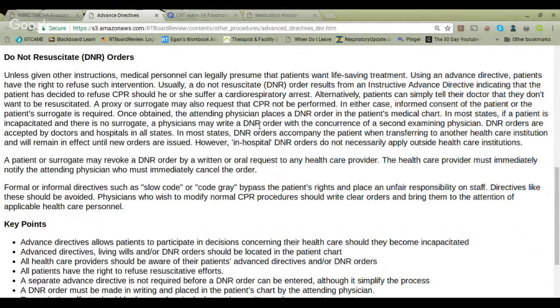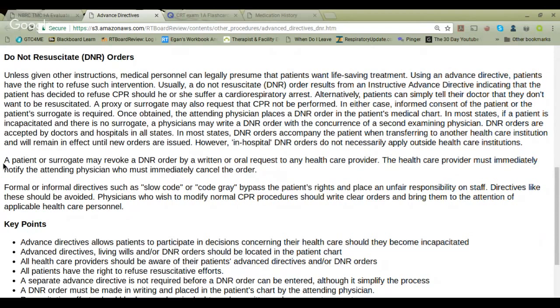Once obtained, the attending physician places a DNR order in the patient's medical chart. In most states, if a patient is incapacitated and there is no surrogate, a physician may write a DNR order with the concurrence of a second examining physician. DNR orders are accepted by doctors and hospitals in all states. In most states, DNR orders accompany the patient when transferring to another healthcare institution and will remain in effect until new orders are issued.